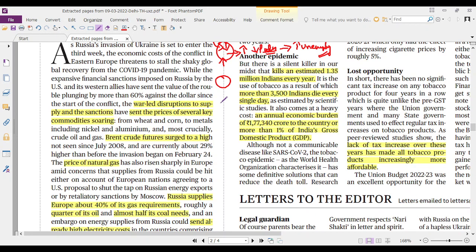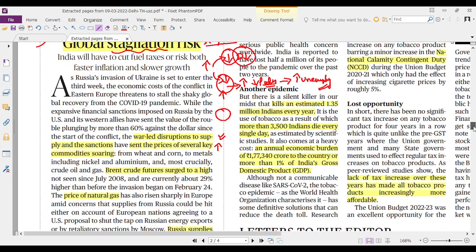Now the editorial says, because of the Russia-Ukraine conflict and the supply chain disruptions and the sanctions, the prices of several goods are increasing. All the commodity prices are increasing. We have discussed here how the increase in oil prices and the increase in the input raw material prices will increase the final goods output. So the producer may not produce it because he has to incur more costs to produce, and he is not sure the demand is going to be there or not in the future.